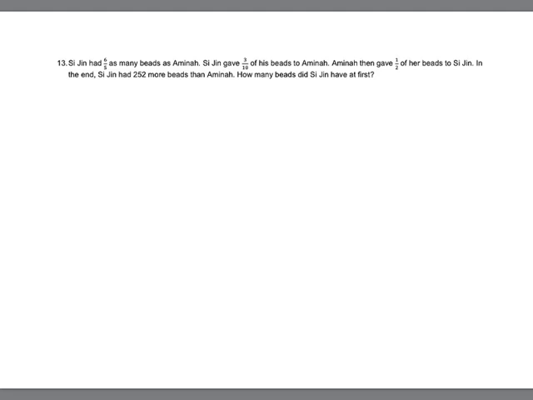Sujin had 6/5 as many beads as Amina. Sujin gave 3/10 of his beads to Amina. Amina then gave half of her beads to Sujin. In the end, Sujin had 252 more beads than Amina. How many beads did Sujin have at first?